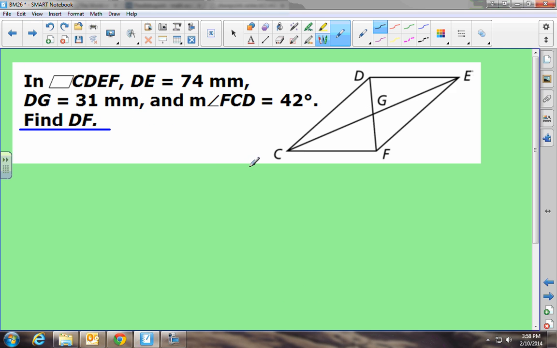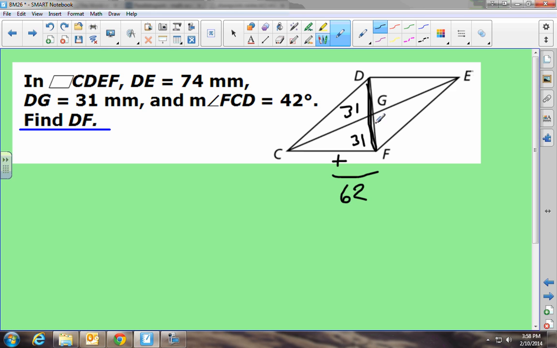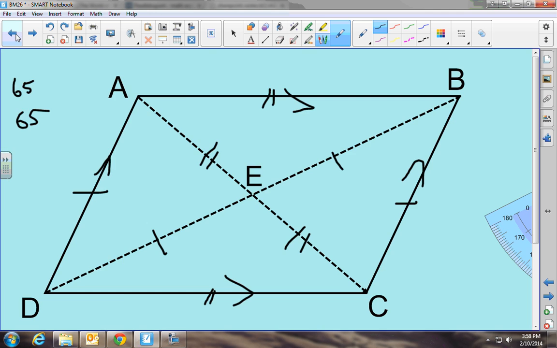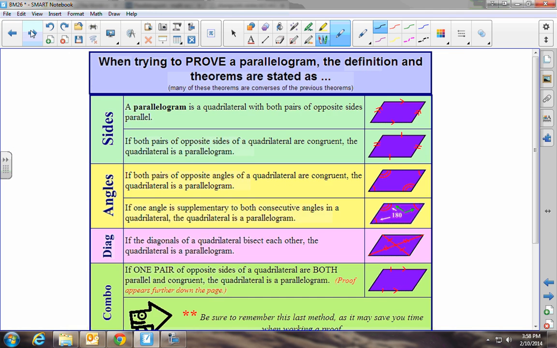This problem looks similar, but now they're asking for side DF. Of course, if they told us that this section DG is 31, you know that that's bisected, so this has to be 31. Add them together, and you get DF, which would be 62. Right? You would not be able to solve this problem if you didn't already know that the diagonals were bisected. So that's why it's so important to make sure that you have down all of these properties, all these pictures here, and that you understand them.